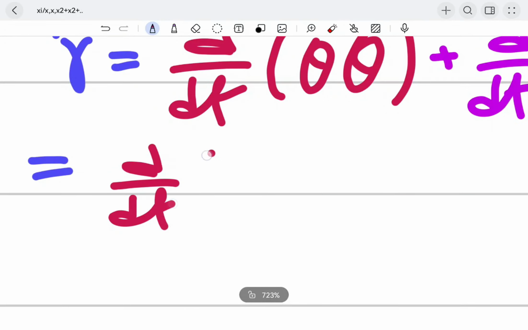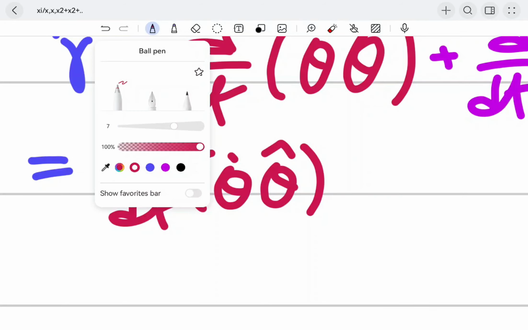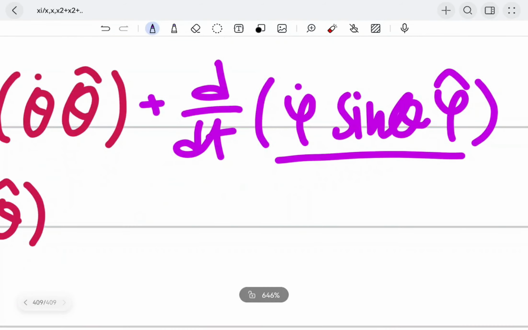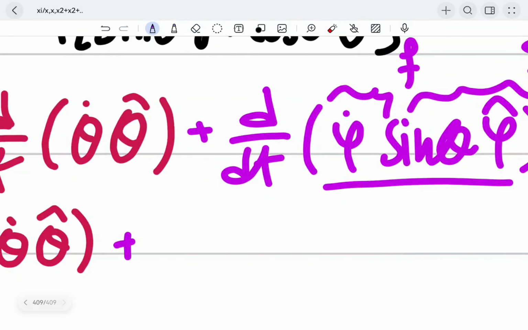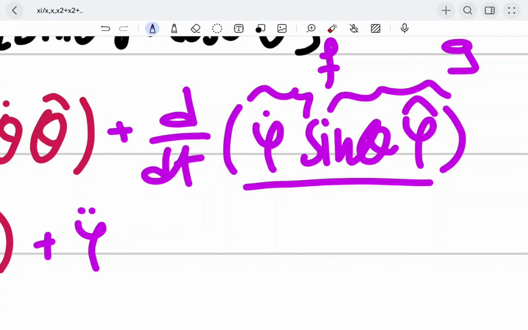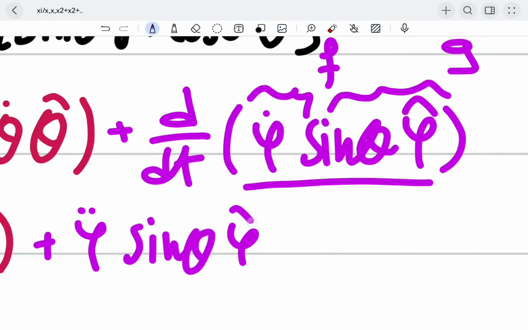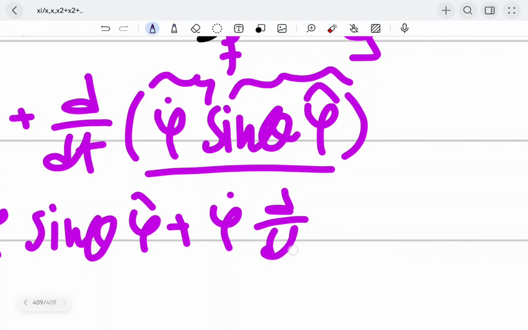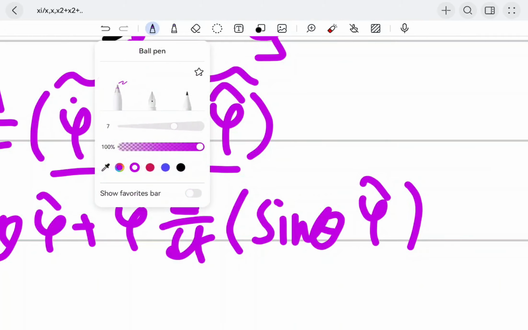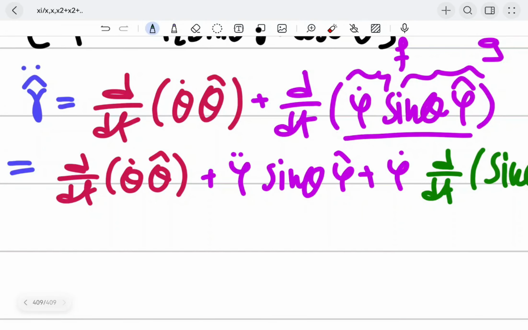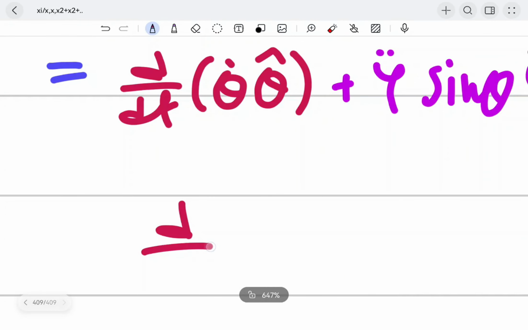d by dt theta dot theta hat. I'm going to simplify this considering this function f and this is function g. So I'm going to differentiate phi dot and multiply it with g, sine theta phi hat, plus f, as it is, phi dot times the time derivative for sine theta phi hat. I'll write this in a different color. Let's compute the red expression.